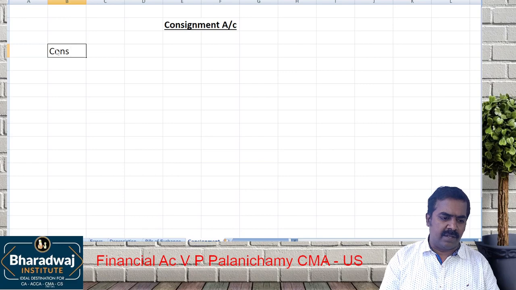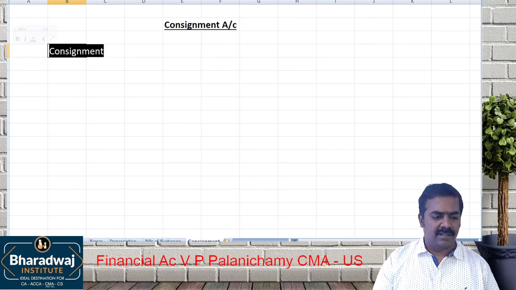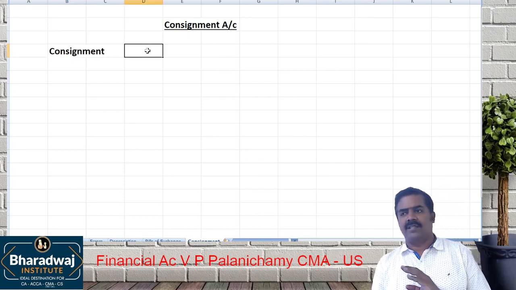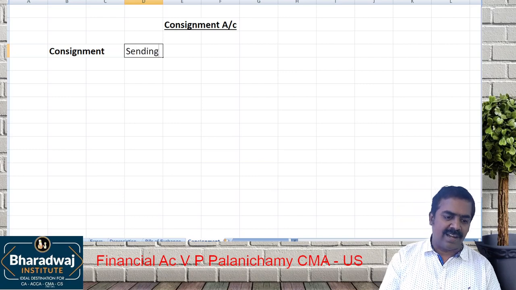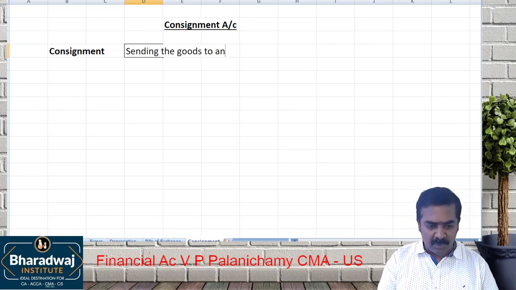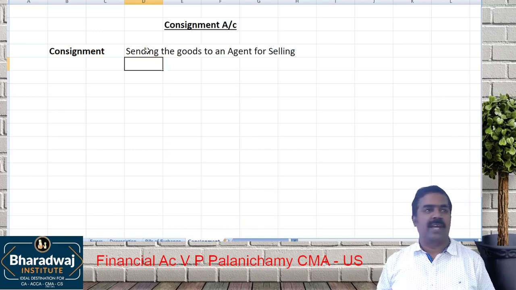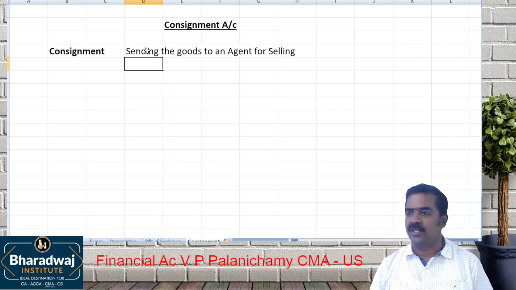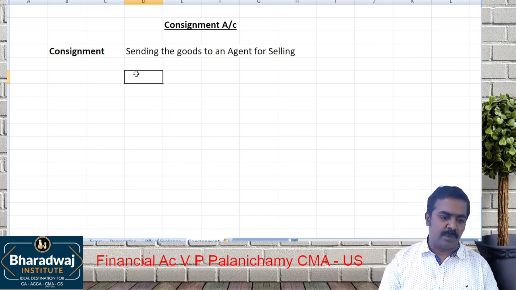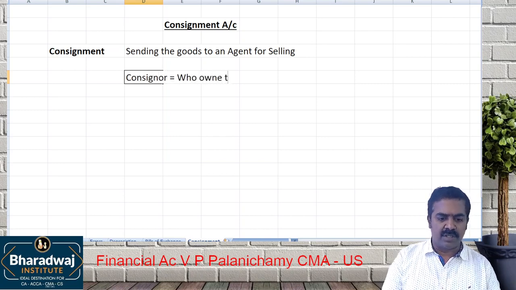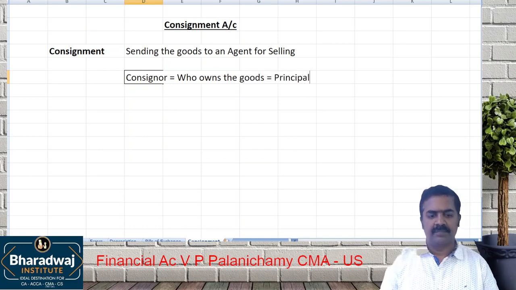What do you mean by consignment? Simple. Consignment does not mean selling the goods. It's actually sending the goods to an agent for selling. I'm not actually selling the goods. I am sending the goods to an agent for the purpose of what? Selling. So there are two parties. Consignor, the person who owns the goods, also known as principal, or who is sending the goods.